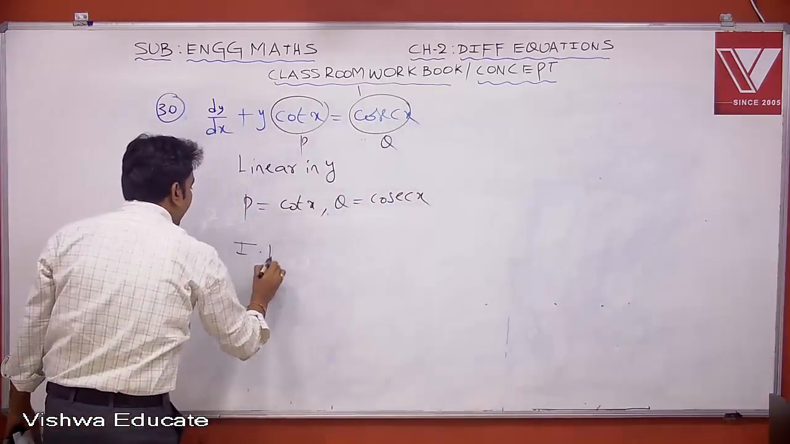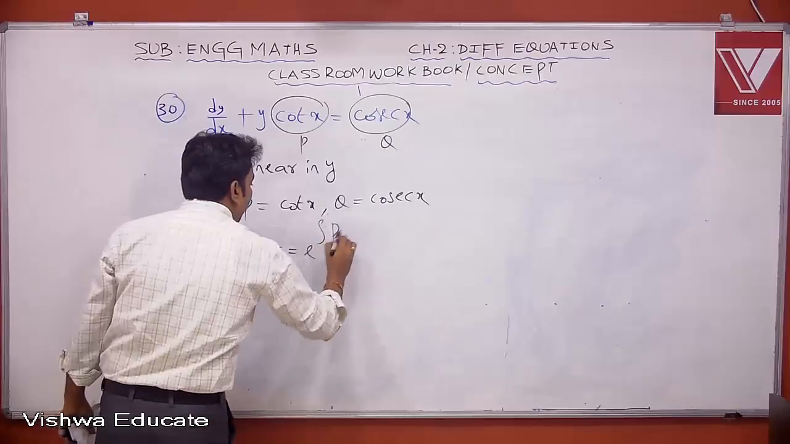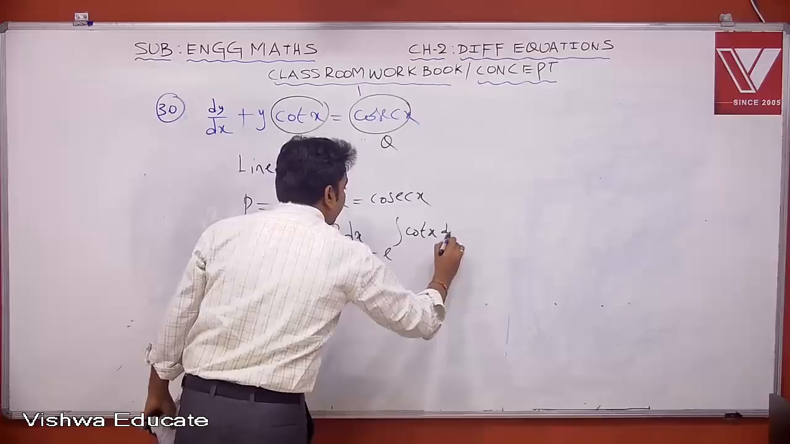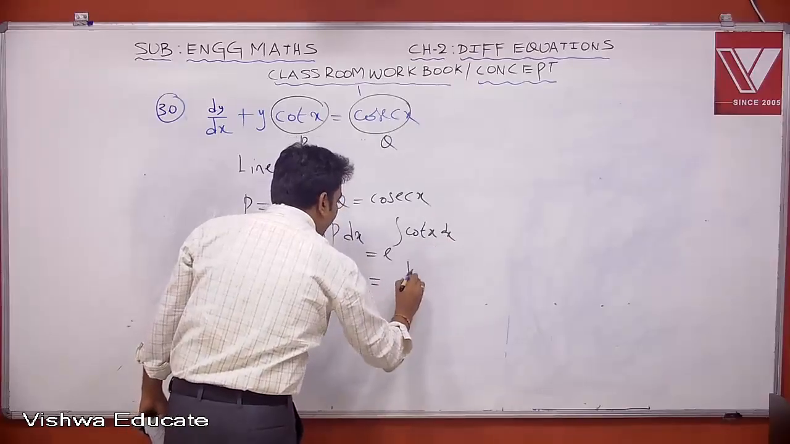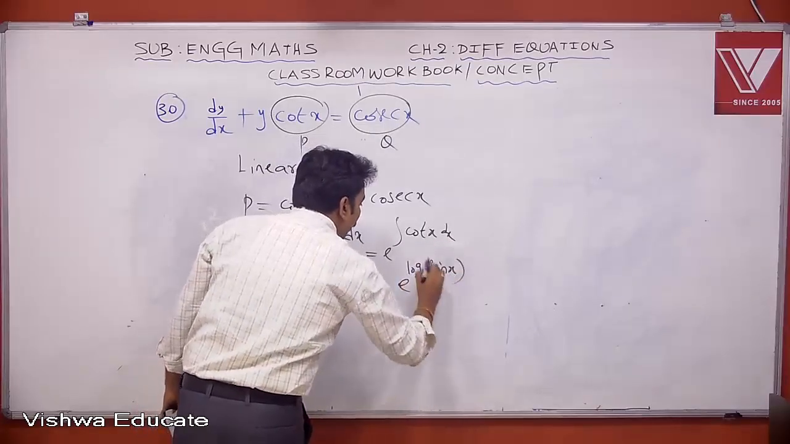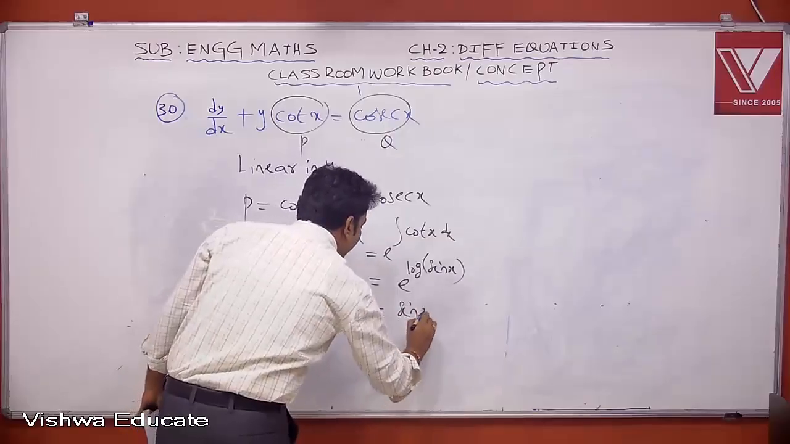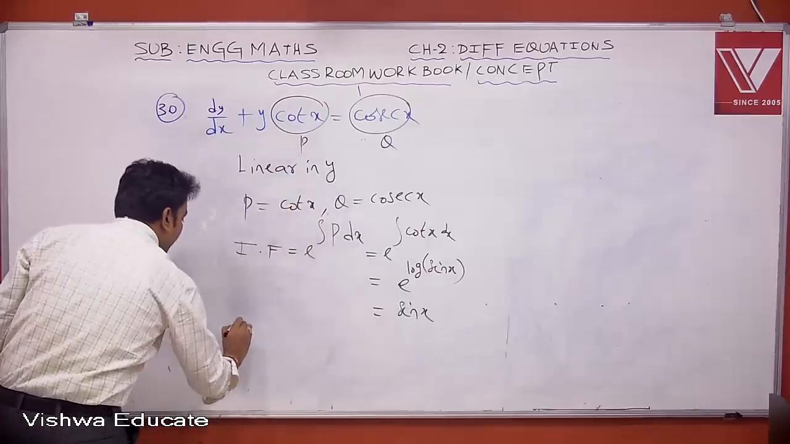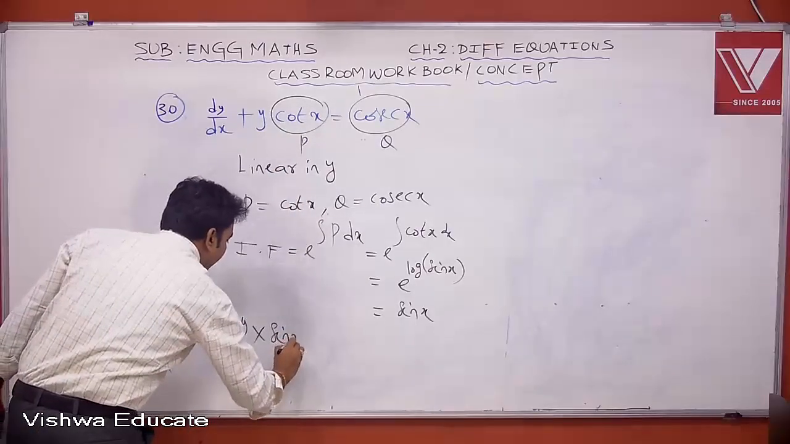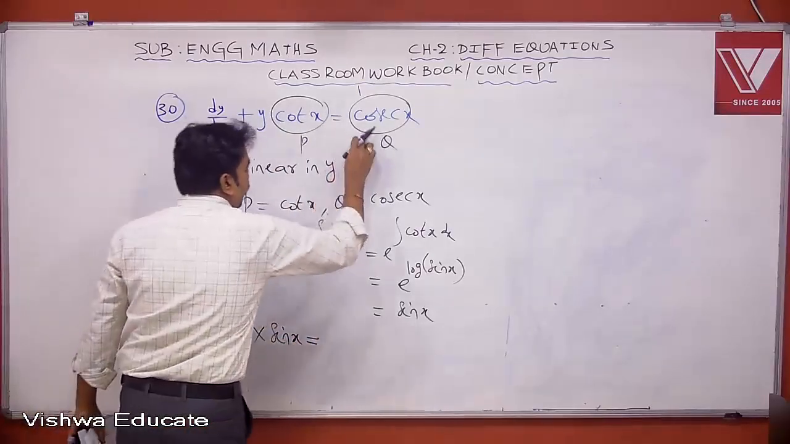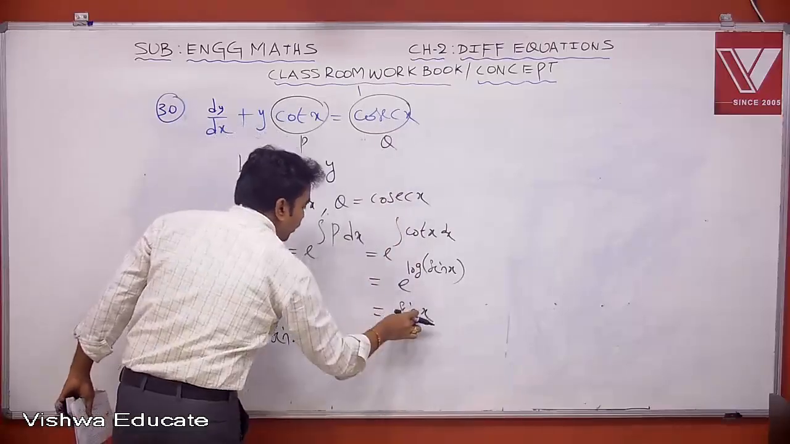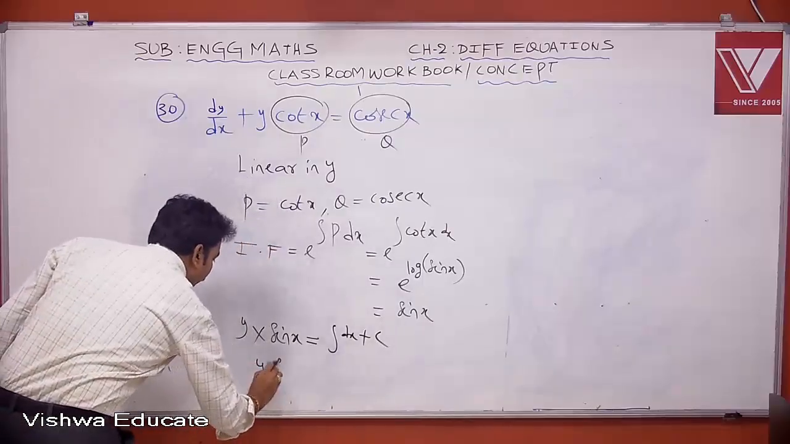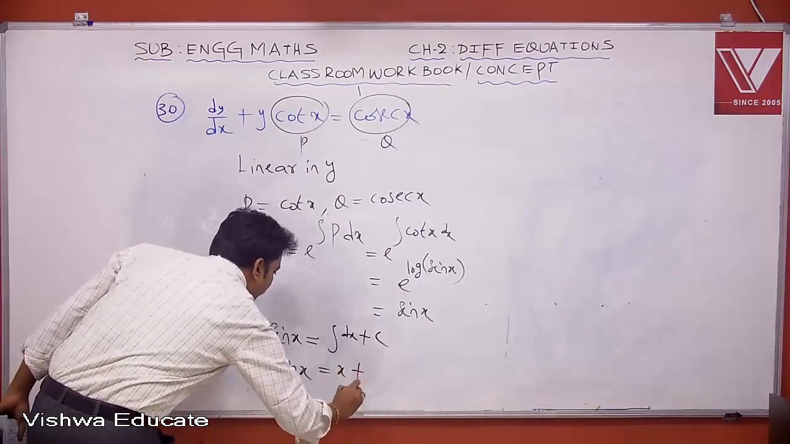Here integrating factor IF equal to e power integral p dx. So this is e power integral cot x dx. Integral cot is log sin x. So e and log will be cancelled. So the result is sin x. Now the integrating factor is sin x. General solution is y into IF, IF is sin x, equal to integral q into IF. Integral cosecant into sin is 1 dx. So integral dx plus c. So therefore y into sin x equal to x plus c.